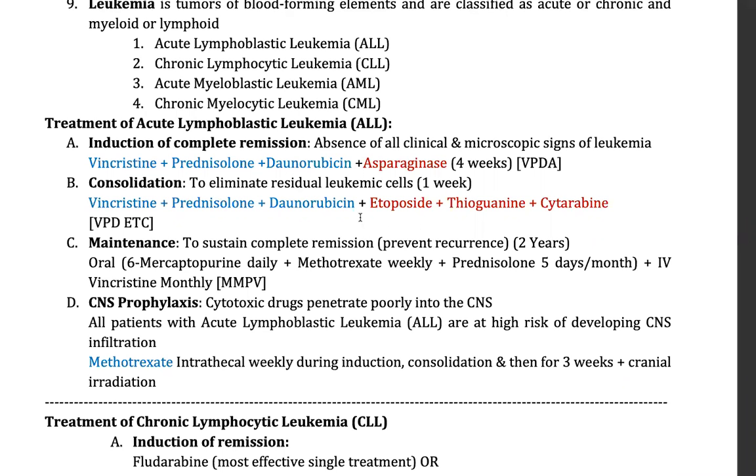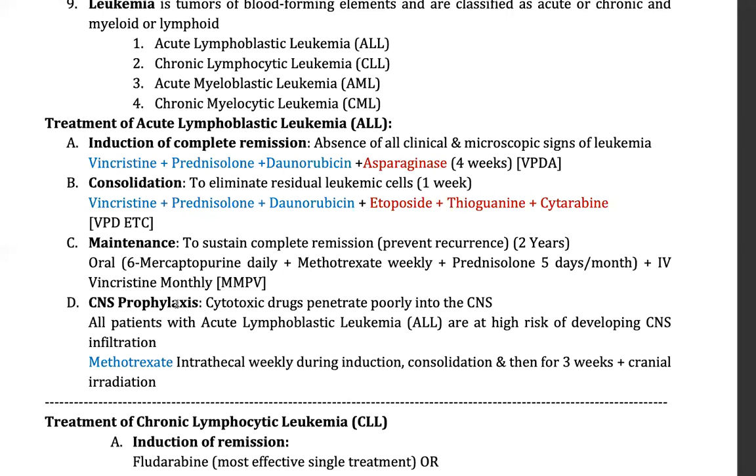And after 1 week, in the third category, you have to give maintenance therapy. What do you mean by maintenance? To sustain complete remission, meaning to prevent recurrence, because the chances of recurrence in leukemia are high. So maintenance therapy should be given to sustain the complete remission and prevent recurrence, and it needs 2 years.